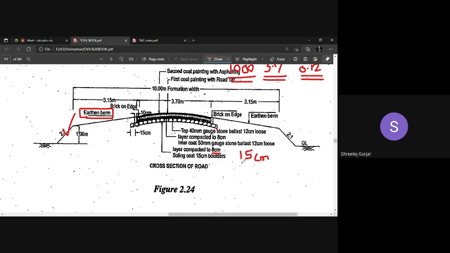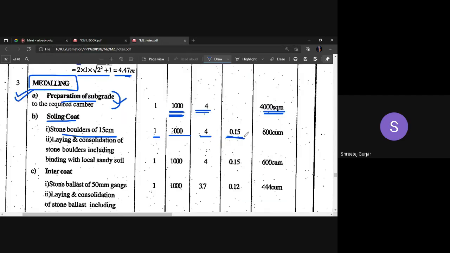They have taken extra. How much extra? They have taken the size of the boulders itself. The size of the boulders is the thickness of the layer initially, and then it is compacted to 8 centimeters. So as I've told you, we always have to consider the initial laying thickness. So it is 15 centimeters, and I have taken 15 centimeters to calculate. Okay, so the first part is regarding quantity. Second part is regarding labor component. As I've told you, for the labor component the quantity is same, no problem.